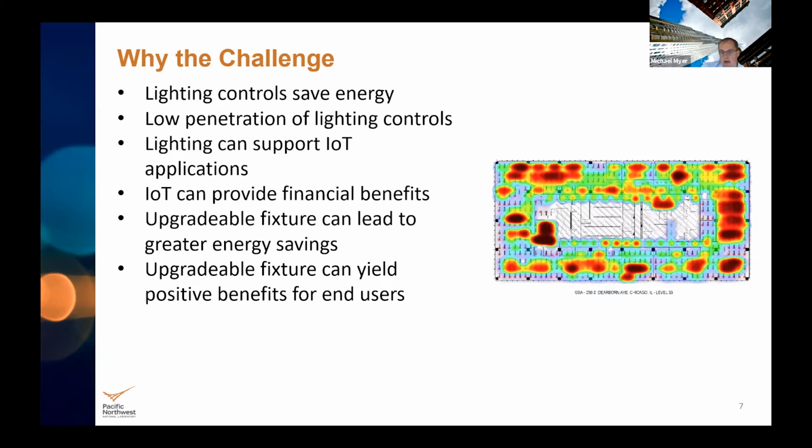attractive. And then finally, upgradable fixtures can lead to greater energy savings, and they can yield positive benefits for end users. Again, basically, once you put a sensor in that light fixture, it can become more efficient itself as a lighting unit, and that can lead to energy savings as well. So that's kind of why the challenge exists, why lighting makes sense for an IoT application, and how the challenge works.